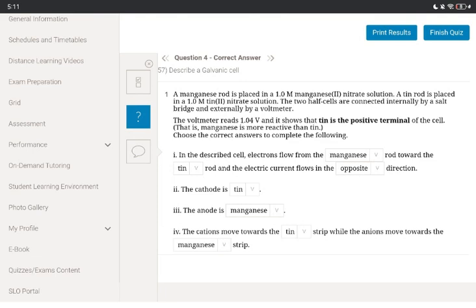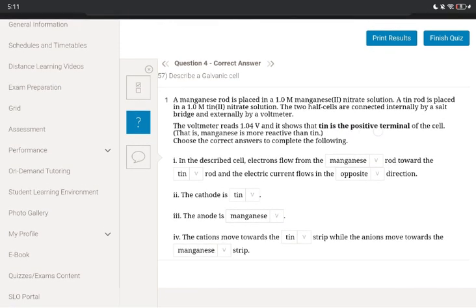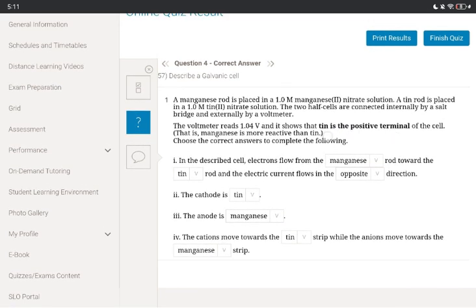So here it's an electrochemical cell with manganese and tin. They're just asking us which is the anode, stuff like that. So tin is the positive. The positive terminal in an electrochemical cell is the cathode, not electrons. In the electrochemical cell, the tin, the positive terminal, is the cathode. Also, if you don't remember that, you can remember it from here. Manganese is more reactive. The more reactive is the anode. You can remember either way.